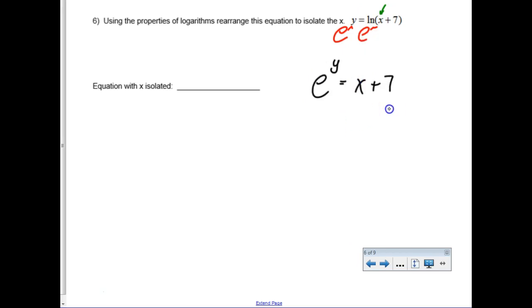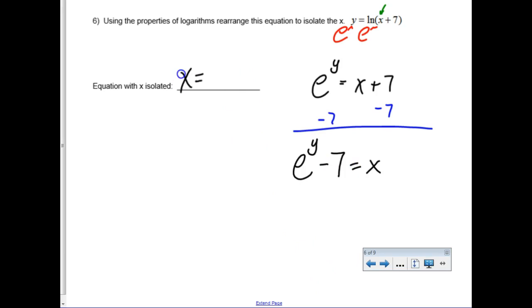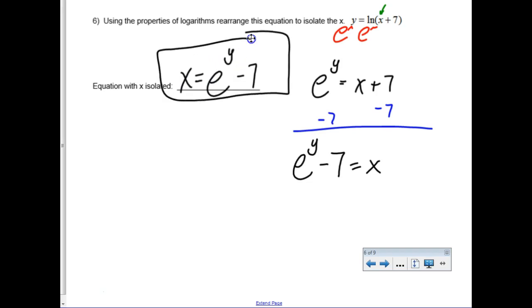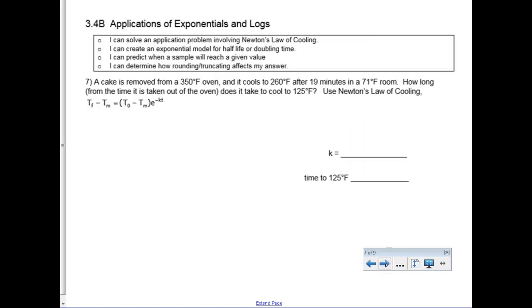And then my final step to isolate would be to subtract 7. So I'm going to be super picky about this. You have e, base e, to the y power, and then off to the side is a minus 7. And that's what x equals. So sometimes kids get a little sloppy with their handwriting and, like, you know, whether something's superscript or subscript or it's on the main level of the equation. So be careful about how you're writing that, please.